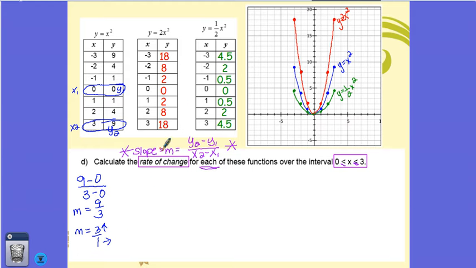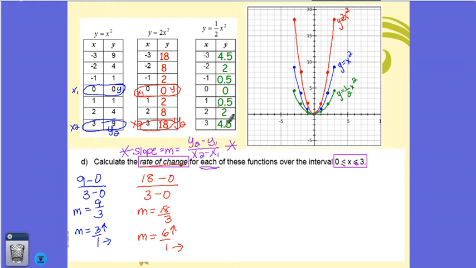Okay, now let's find the rate of change for our second function, y equals 2x squared. We'll have an x1, y1 of 0, 0, and an x2, y2 value of 3, 18. y2 minus y1 over x2 minus x1 will give us a slope of 18 over 3, which simplifies to 6 over 1. Its slope increases 6 units for every 1 unit across. And we've already noticed that before. We agreed that this is a much steeper slope in comparison to the parent function.